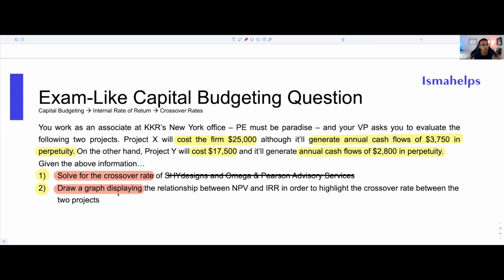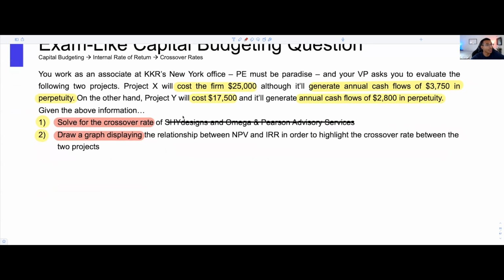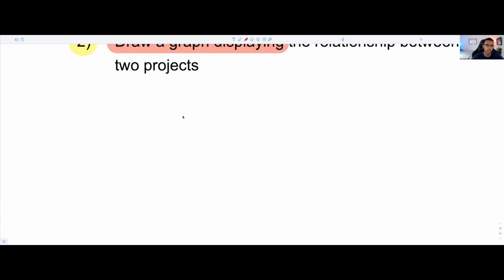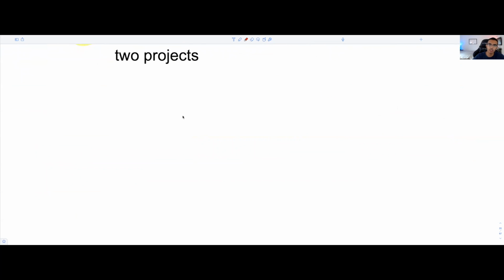Okay, so the incremental cash flow method. I'm going to zoom in a little bit. Sorry about that. And we're really going to have a little section of our page that discusses what the incremental cash flow method is all about.